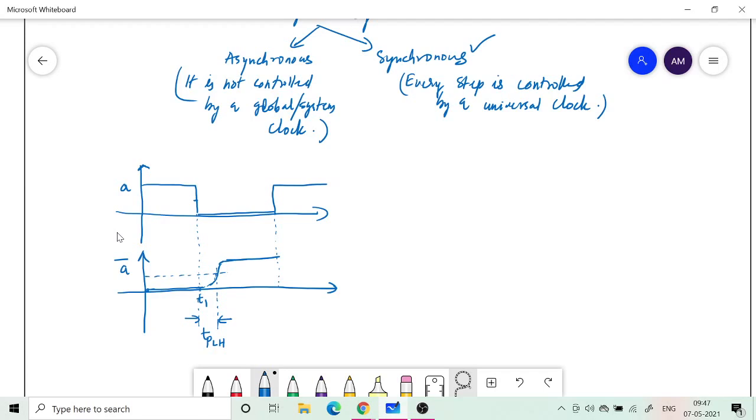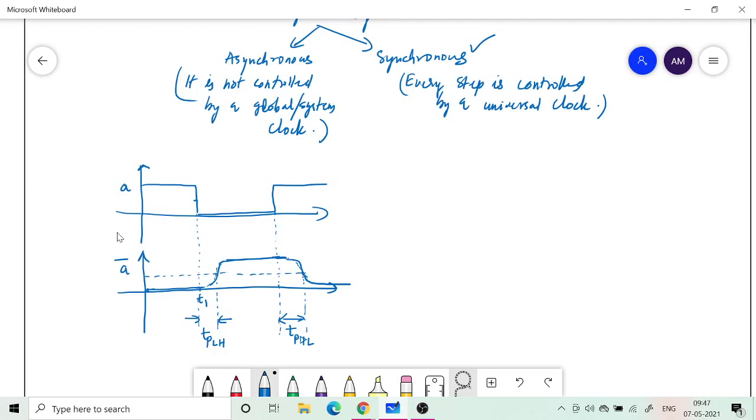Every component has these delays, and they may be different for different circuits because the number of gates inside may be different, and different gates also have different kinds of delay. A similar thing happens here also. It may take a larger delay for the opposite transition to happen. So this is TPHL. The output is going from high to low, therefore this is TPHL.